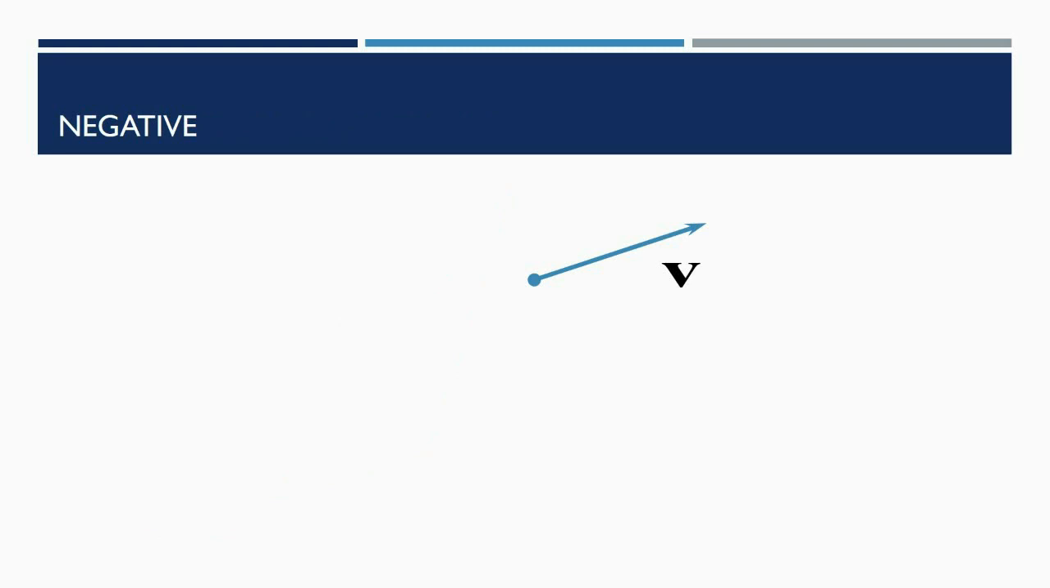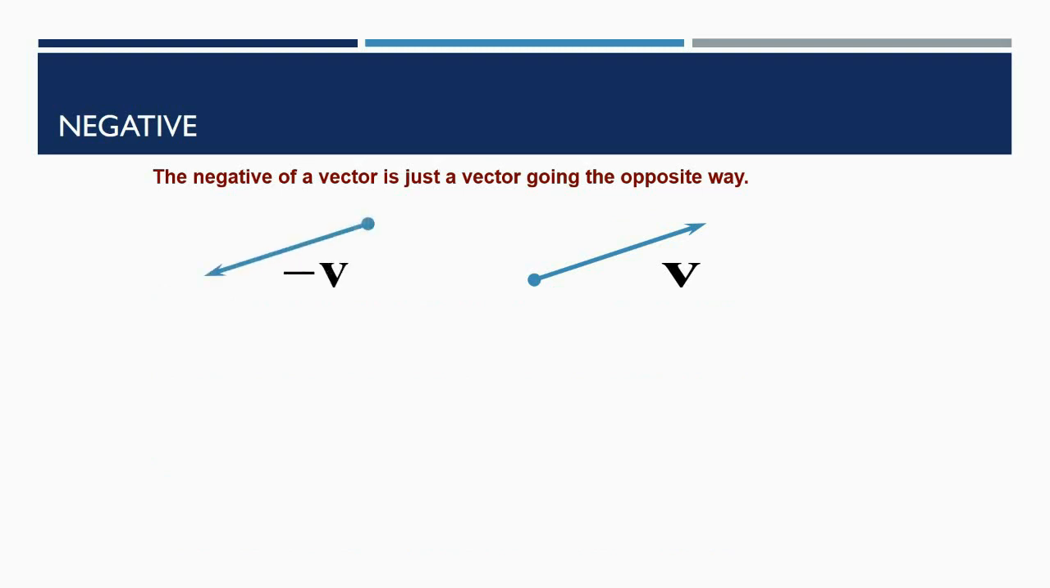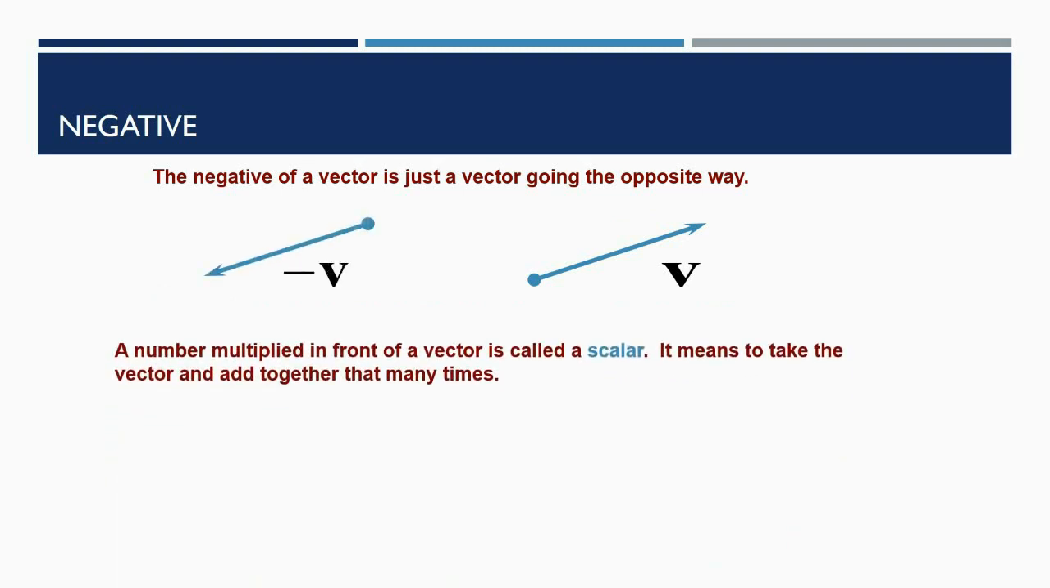Here we're going to talk about negative vectors. The negative of a vector is just a vector going the opposite direction. A number multiplied in front of a vector is called a scalar. It means take the vector and add together that many times.